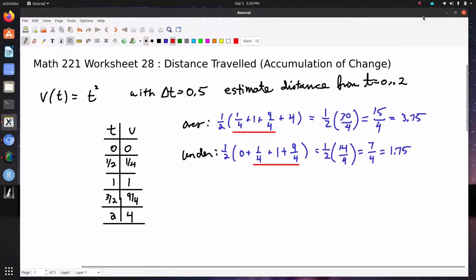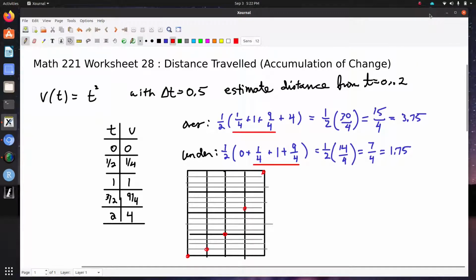Okay, now the next question you're going to get is which estimate is better and why? And for this, I need to draw you a little picture. So here's what I want you to imagine. Here's my velocity graph, and I've gridded it up into 1 by 1 black squares, but I've subdivided into quarters. Those gray lines are subdividing the quarters so that you can see where that goes, okay?